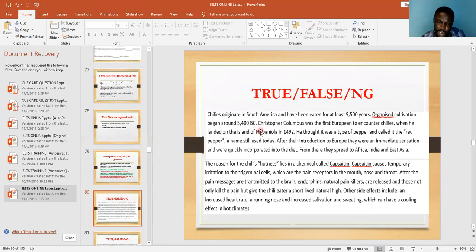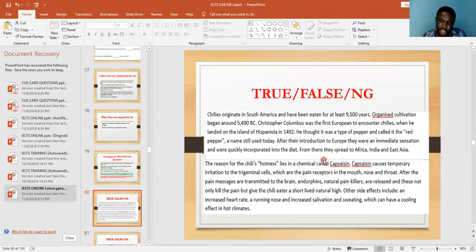Someone sent a question, I will check. Christopher Columbus was the first European to encounter chilies when he landed on the island of Hispaniola in 1492. He thought it was a type of pepper and called it red pepper, a name still used today. After the introduction to Europe, they were an immediate sensation and were quickly incorporated into the diet. From there, they spread to Africa, India, and East Asia.